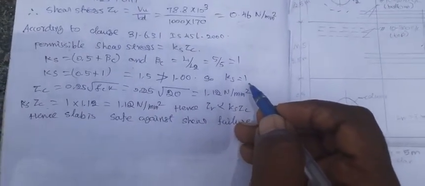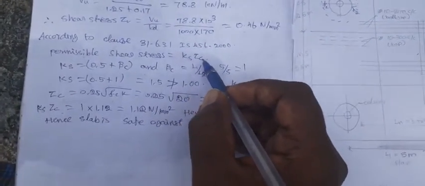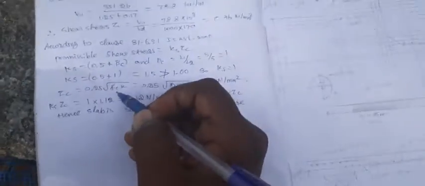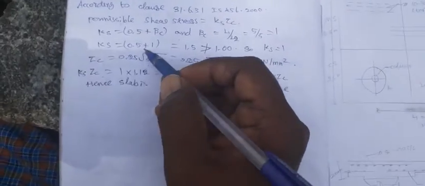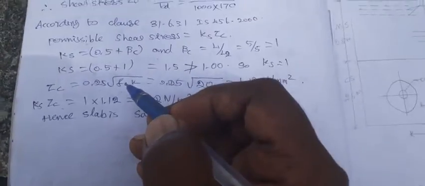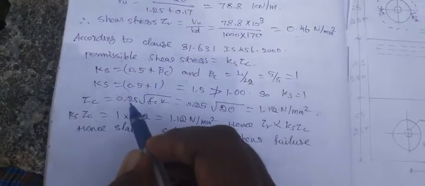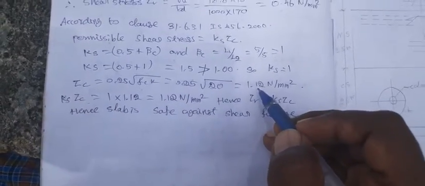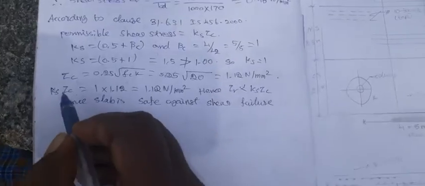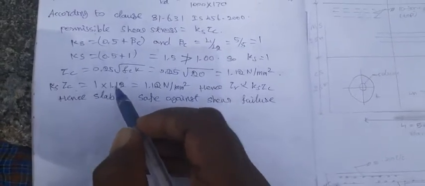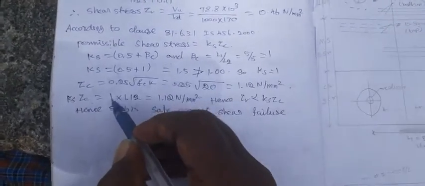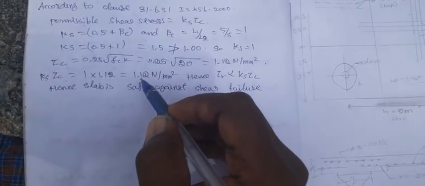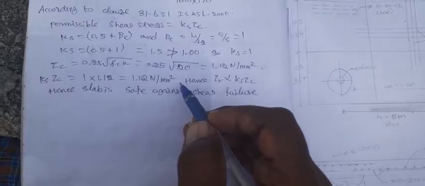So Ks value is 1. So Ks into tau c. Tau c means 0.25 root fck, the shear stress based on the grade of concrete. So we provide Ks tau c is 0.25 into root of 20, which is 1.12. So the permissible shear stress, Ks is 1, tau c is 1.12. 1 into 1.12 is 1.12 Newton per mm square.